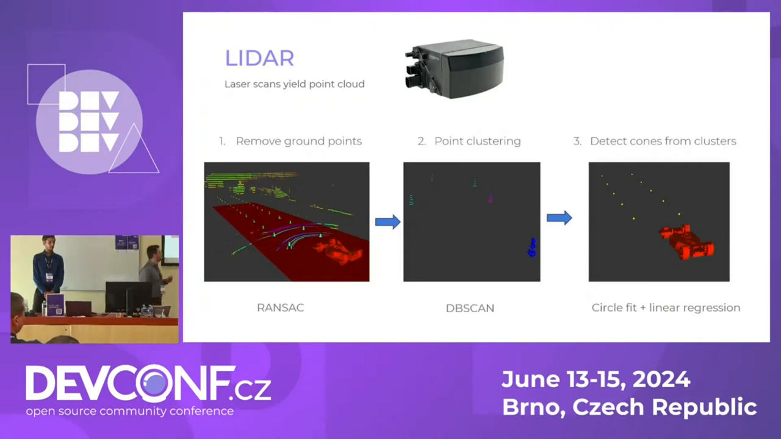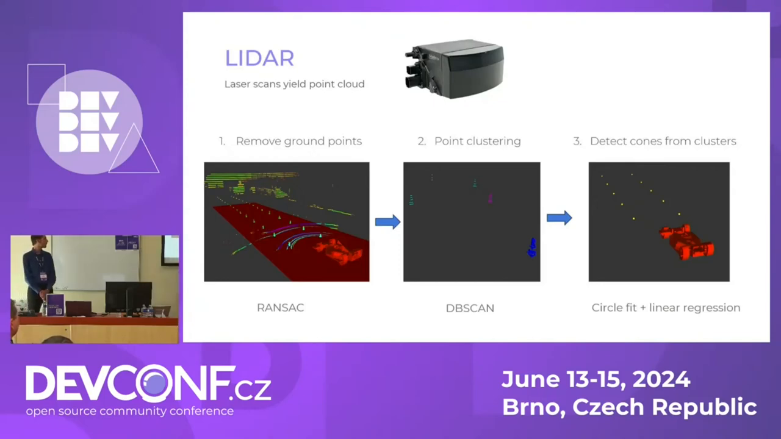So let's talk about the pipeline for LiDAR. Here you can see the input from the LiDAR. It yields point clouds. Here you can see a point cloud with its distances. First of all, we need to remove ground points, because most of the points end up on the ground. That's our first step. We use the RANSAC algorithm. If anyone is interested, we can talk about it later, but now I will just go quickly through it. So we remove all the ground points.